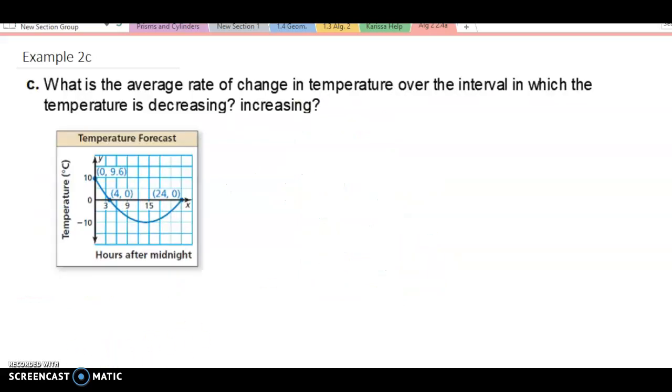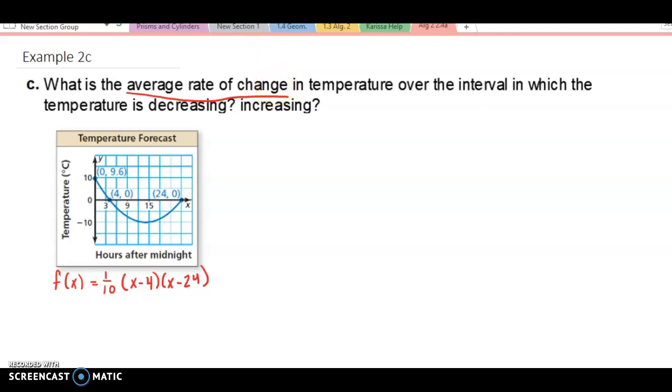Alright, so if we look at part C now, once again, I'm going to write the equation. I don't think we need it in this one, but we'll write it anyways just in case. We found that to be 1/10 (x minus 4)(x minus 24). It says, what is the average rate of change in temperature over the interval in which the temperature is decreasing and the interval in which the temperature is increasing?